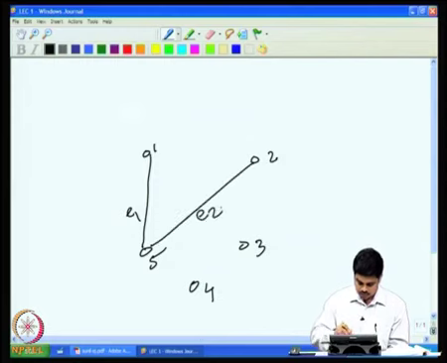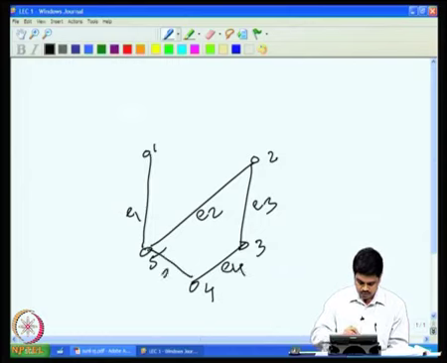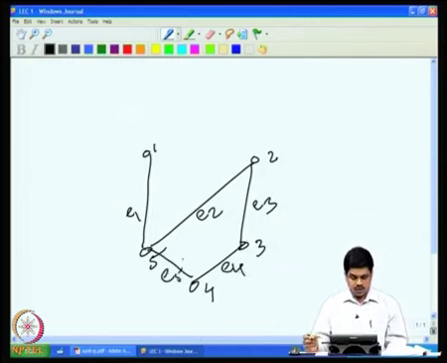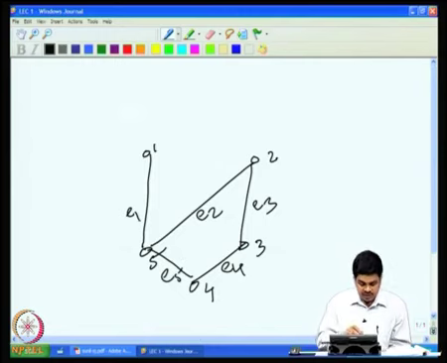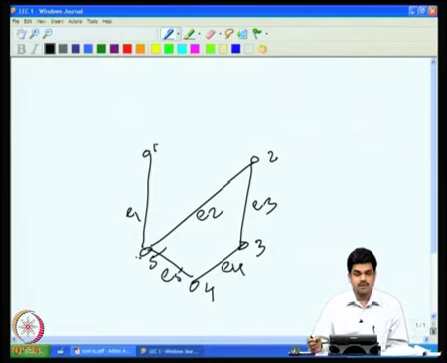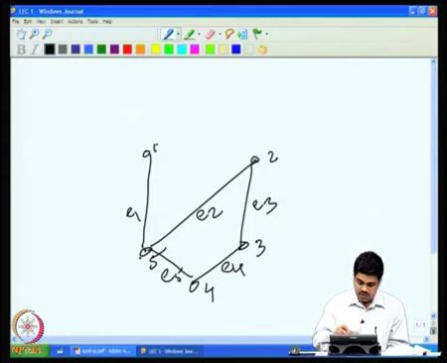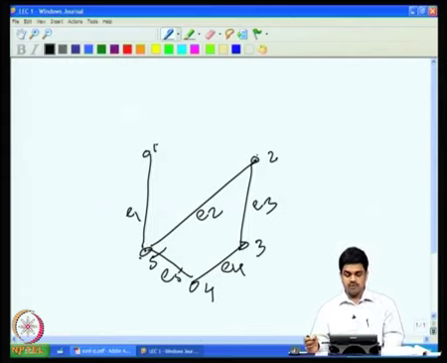E2, E3, E4, E5 say. So, here the edge E1 is associated with the two vertices 1 and 5. They are called the endpoints of this edge E1. The edge E2 is associated with 5 and 2, the endpoints of E2, like that.